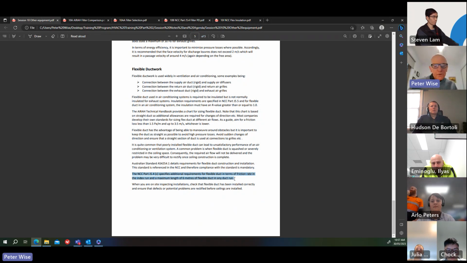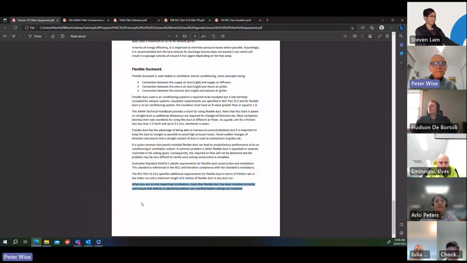If you've only got short runs, there's no point using a 6 metre length. You get the shortest you can, which is probably 3 metres. And as I said, when you're inspecting on-site installations, check that it's been installed correctly and ensure that defects or potential problems are rectified before ceilings are installed. So that's important. Just a few things I wanted to talk to you about this morning. They're probably considered minor elements of our air conditioning and ventilation systems, but they are important and they need to be dealt with in the correct way. So I just wanted to highlight some of those things to you.